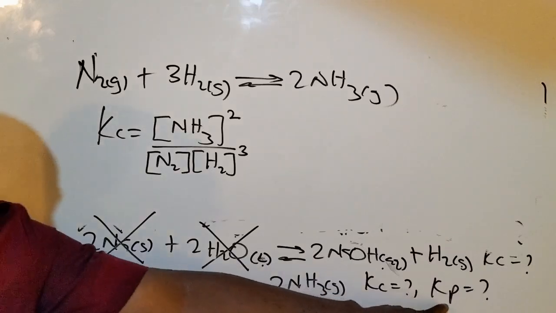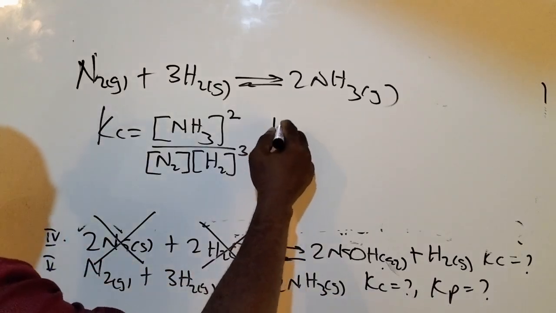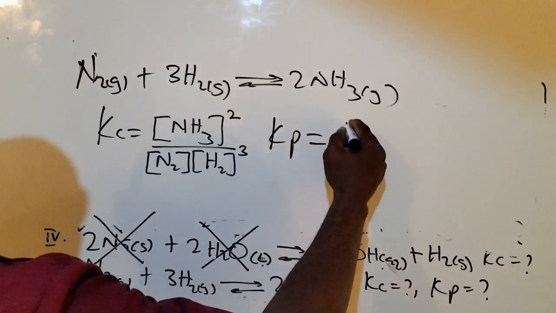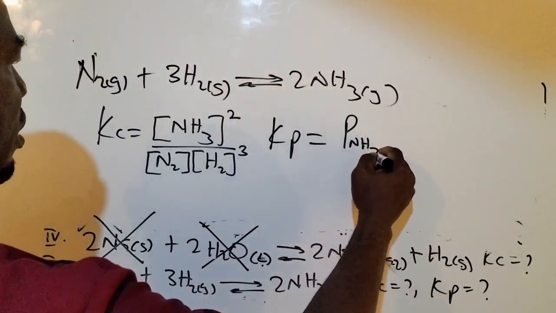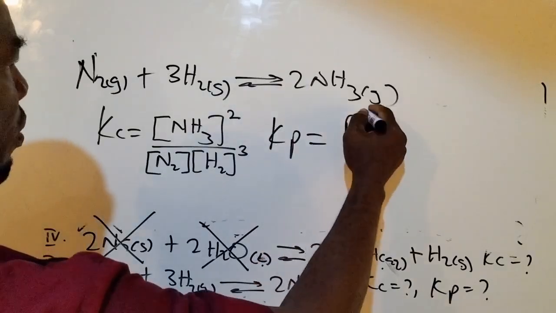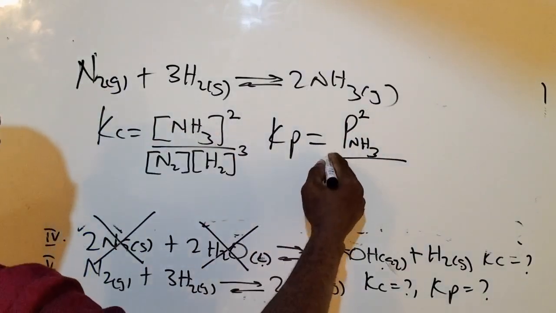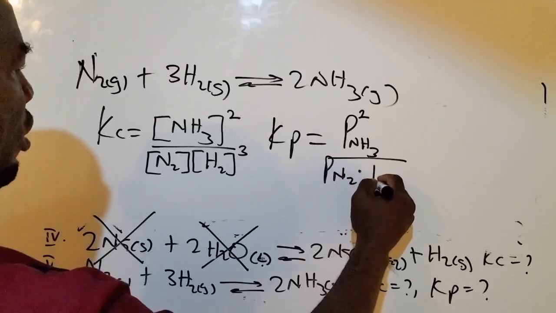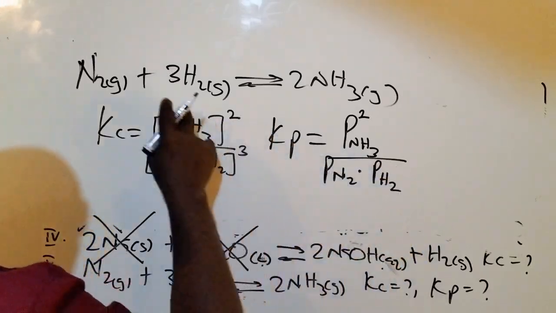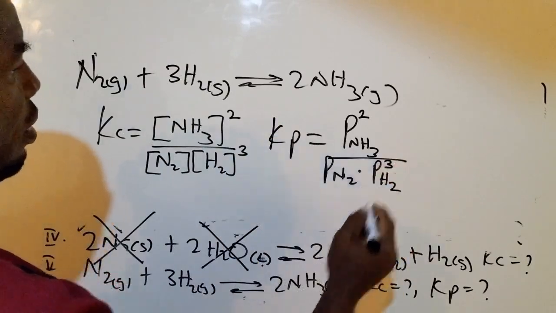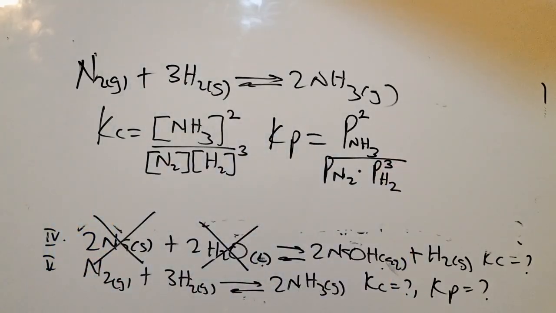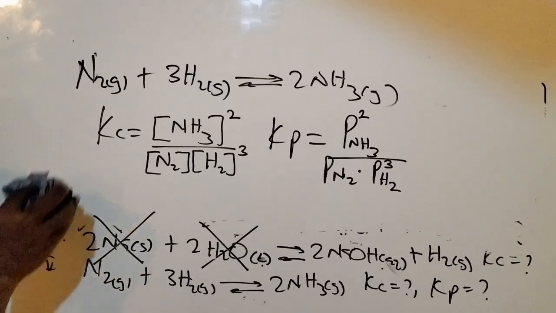We can also write Kp. The Kp expression for the same equation, since it's a gaseous system, is now the partial pressure of ammonia, NH3, raised to the power 2, all over the partial pressure of nitrogen multiplied by the partial pressure of hydrogen raised to the power 3. So you can see the difference between the two. Having done that, the question we'll ask ourselves is that the Kp and Kc expressions, are they the same thing? No, they are not the same.